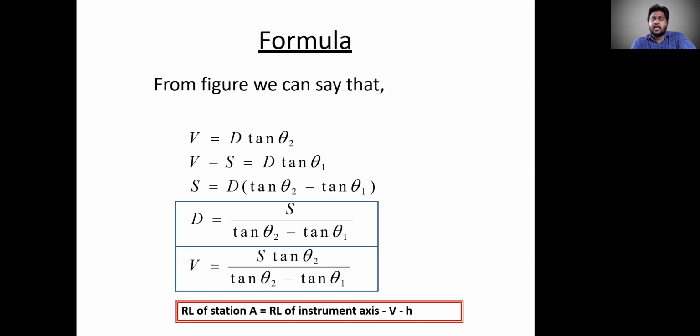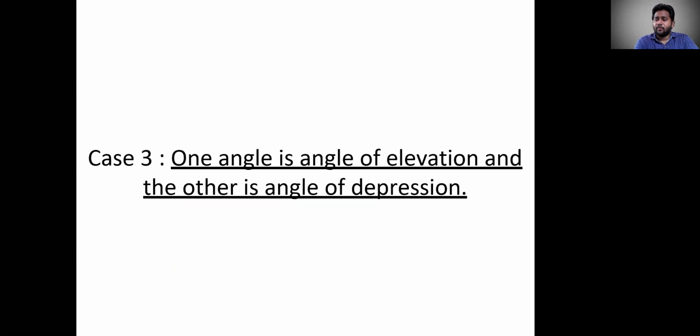Suppose it is the second case, we should know the D formula: D equal to S tan theta minus tan theta 1. V equal to S tan theta 2 by tan theta 2 minus tan theta 1. That you should know. Again, we should know RL of station A equal to RL of instrumental axis minus capital V minus H, because we need to find the height of that particular station. So if you want to find that, you should know this V value. From this V value only we are getting it. That's why we are solving. This is the case we are going to see in the problems, especially in tachometry.